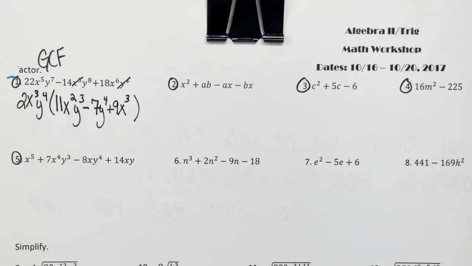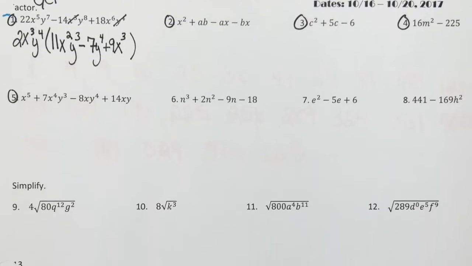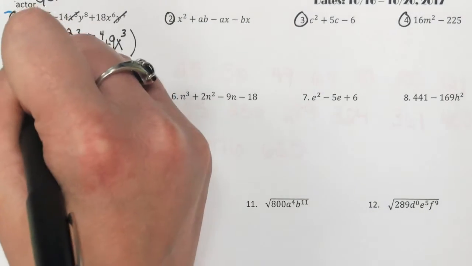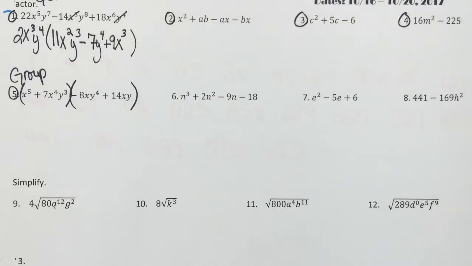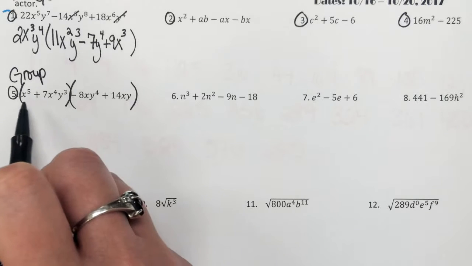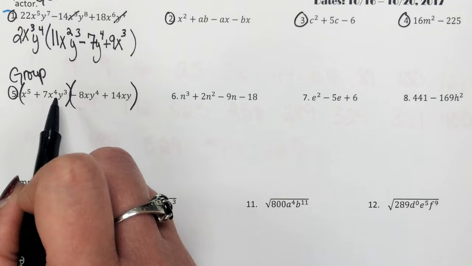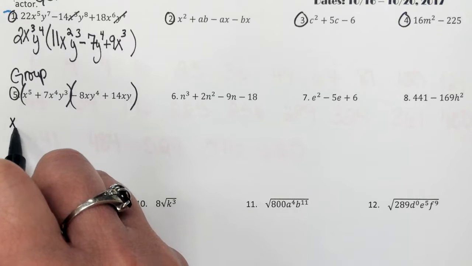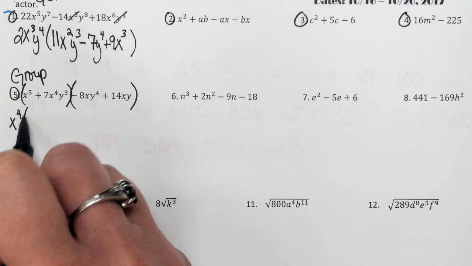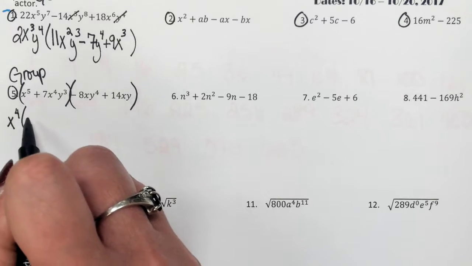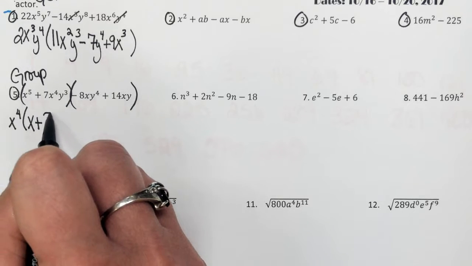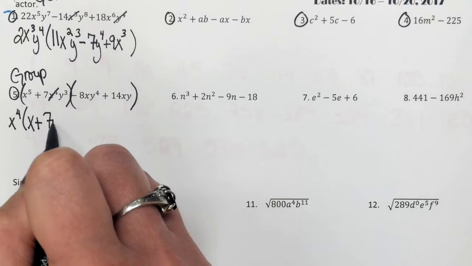All right, let's skip around a little bit. Let's do number 5. How many terms does number 5 have? 4. So we do grouping, right? First 2 and then second 2. All right, what do the first 2 have in common? X to what power? What's the smallest one? 4. There you go. All right, you had 5 of them. You took out 4 of them. How many are left? 1. There you go. You took out all 4 of them here.